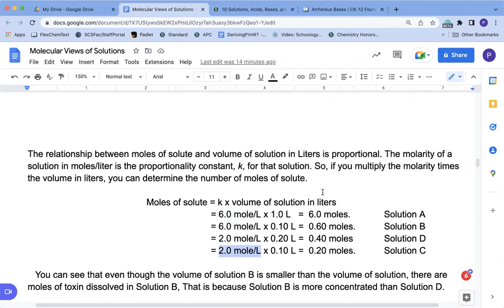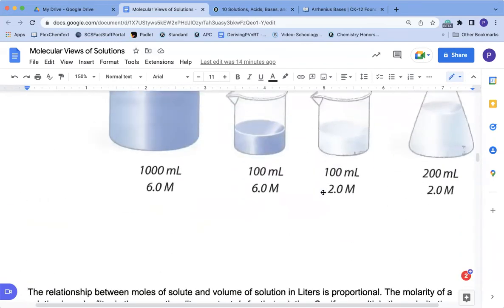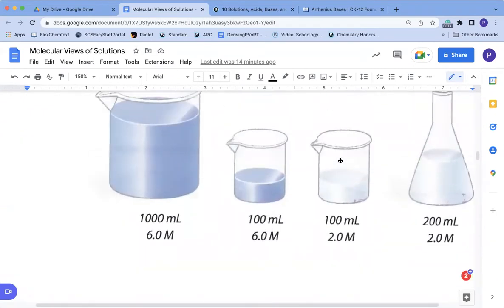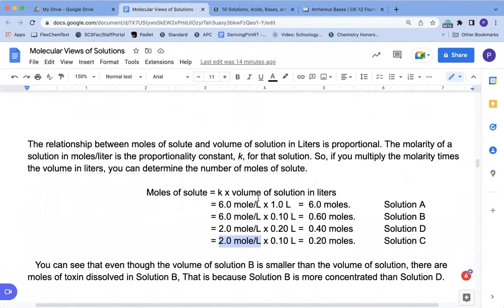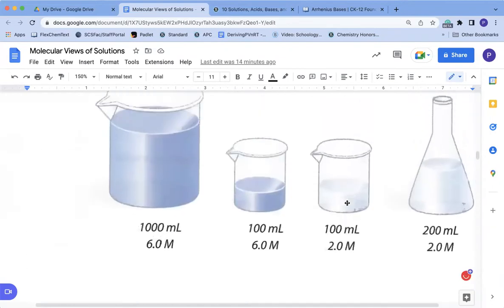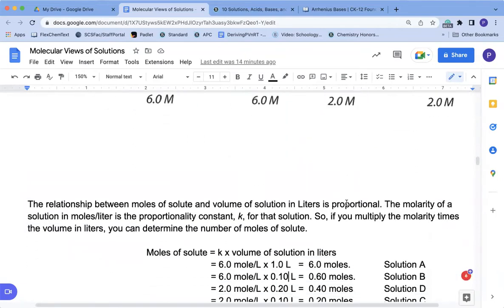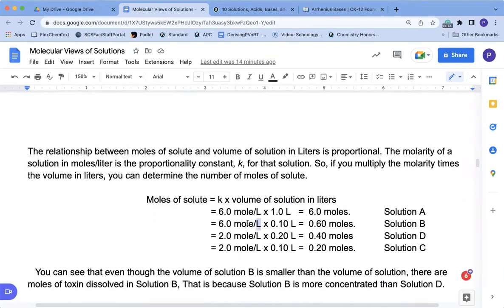Now you can see that we're multiplying for solution A, an entire liter times the moles per liter to give us 6 moles. Remember we said this is 1/10 of a liter. 0.1 is a representation of 1/10. And so we have fewer moles than we had in solution A. They have the same concentration, but a smaller volume contains fewer moles. Yet the ratio between moles and liters is the same.